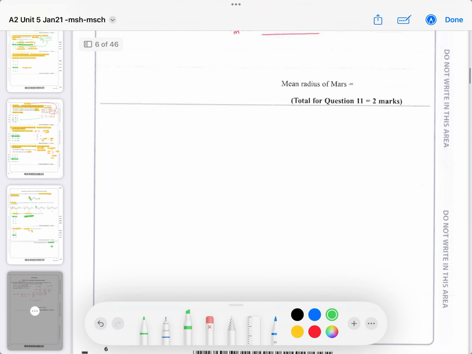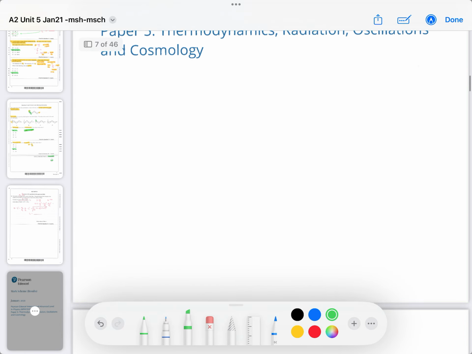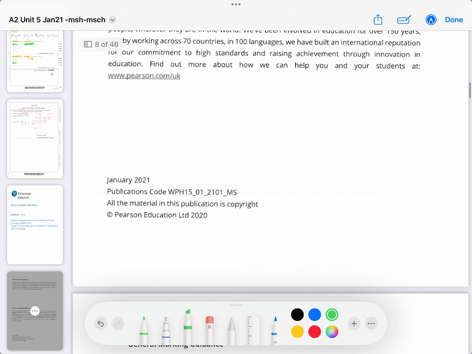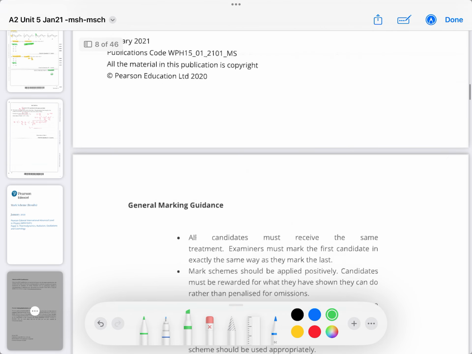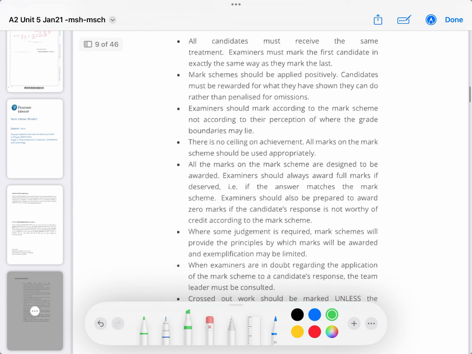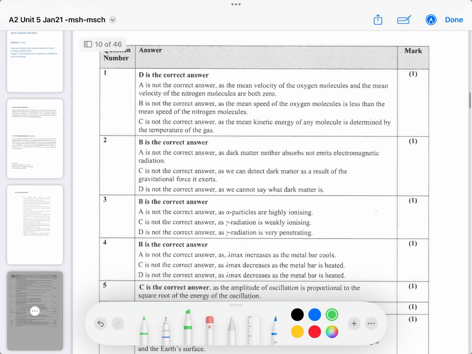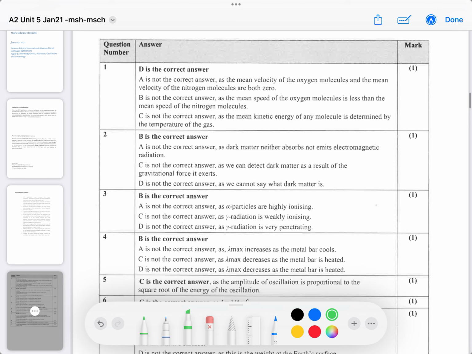Okay, so the mark scheme, I'll go straight to it. Here's the mark scheme for January 2021. It's blurb about how they do the marking. Yeah, general marking. You can look at it and read it if you want. I never really read it. And here it is. So 1, 2, 3, 4, 5 with their reasoning.